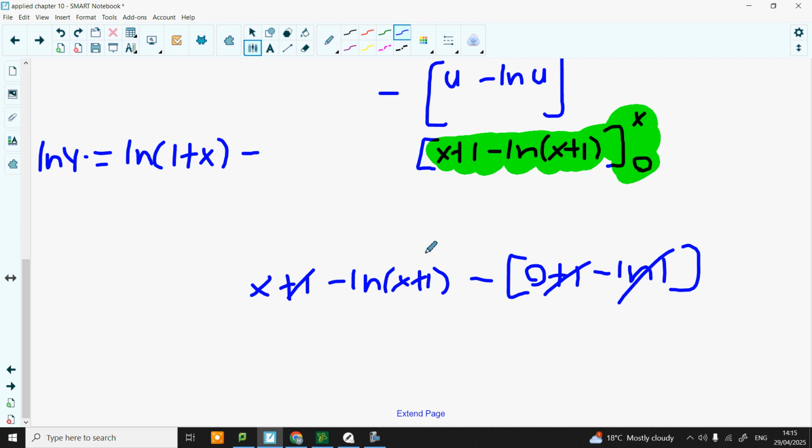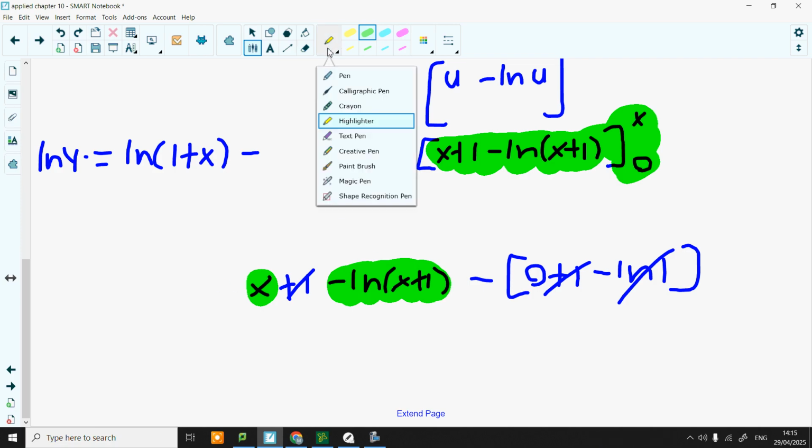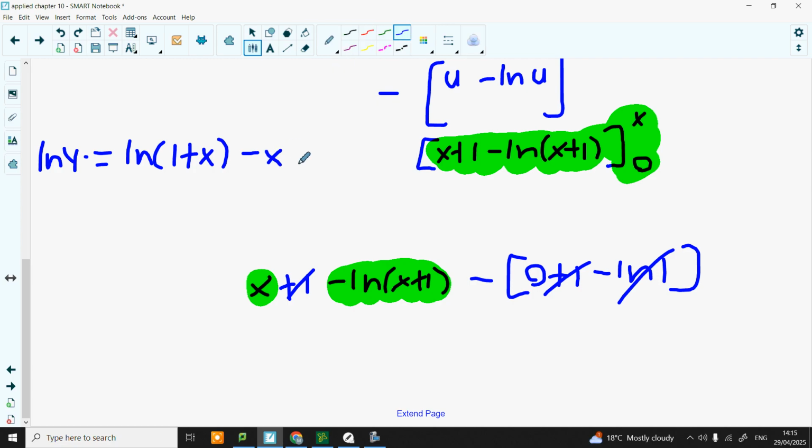The 1's cancel. So basically I'm just left with x minus. Yeah, the only part that's usable is this part here. See those two highlighted parts? They're the only parts that are usable. And I'm taking them away, haven't I? So when I take them away, it's going to be minus x plus ln x plus 1. And you'll be happy to know we're on track to getting this right now.